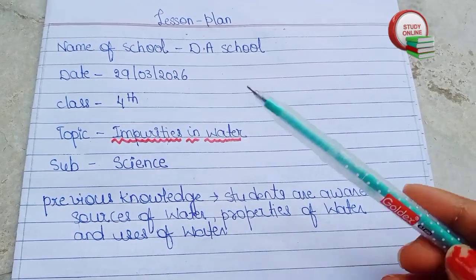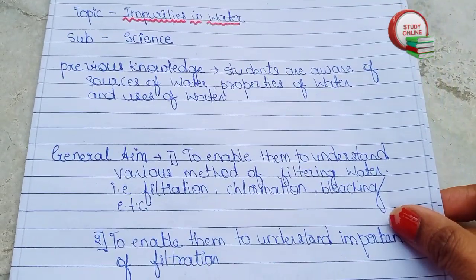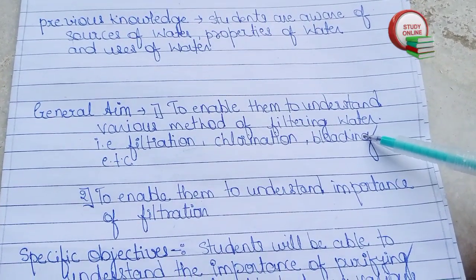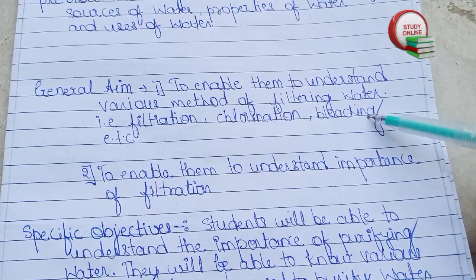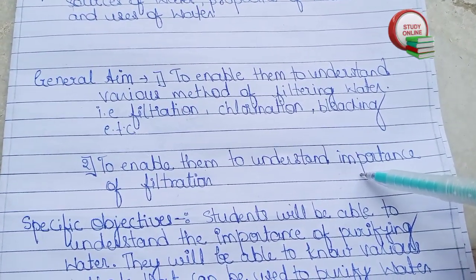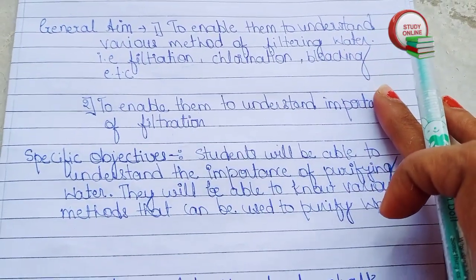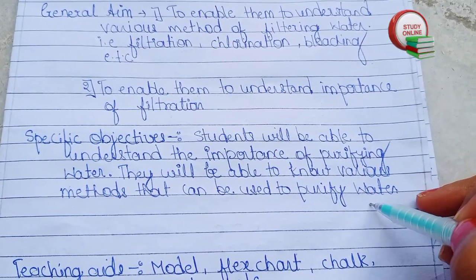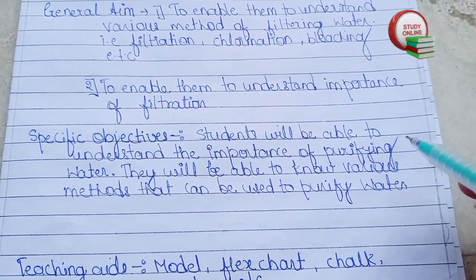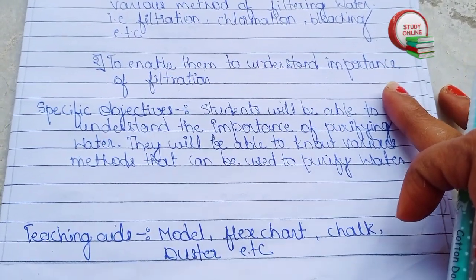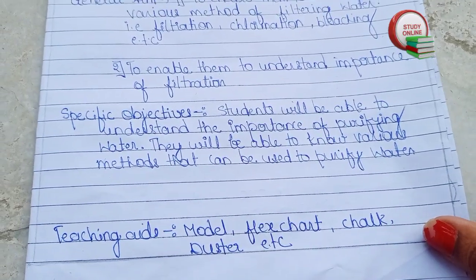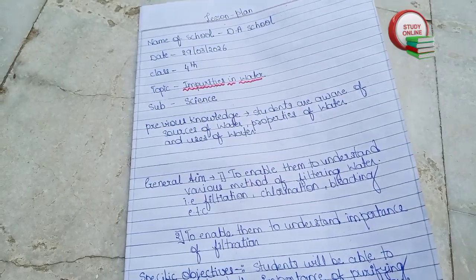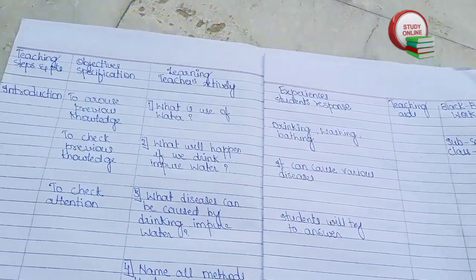And previous knowledge, so students are aware of, like they know the uses of water, they are aware of it. General aim: we are going to teach them about filtration, chlorination, bleaching, and to enable them to understand the importance of filtration. Okay, and after that specific objectives, so here we have to tell whatever objectives or motives are behind teaching this specific topic or subject. Now teaching aids, so whatever teaching aids we are going to use, like chart, model, whatever you are going to take help of, you have to write all those things.